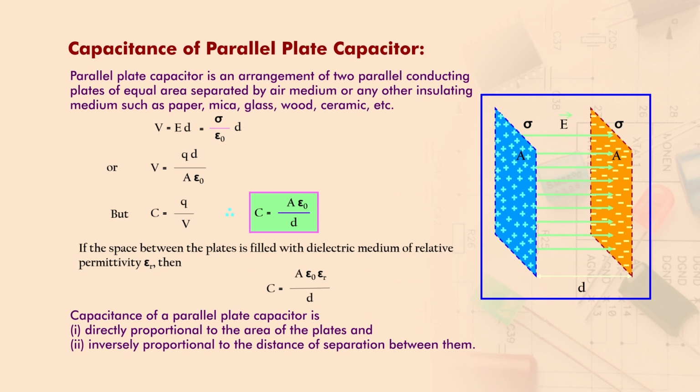The equation for the capacitance of a parallel plate capacitor is C equals epsilon naught A by d. Here A is the area of the plates, d is the distance between them, and epsilon naught is the permittivity of free space. The equation shows that the capacitance is directly proportional to the area of the plates and inversely proportional to the separation distance between the plates. It means that a larger area and a smaller distance between the plates result in a higher capacitance.